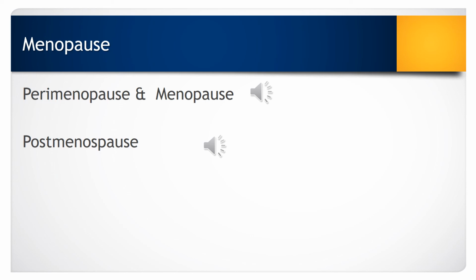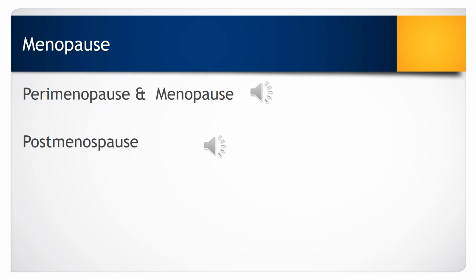So perimenopause is this process of transition from regular cycles to menopause. Perimenopause can take up to 10 years. So a woman in her mid-40s can start to have these irregularities in her cycle, and she can start to have hot flashes, and this may last for up to 10 years. Women may also talk about sleep disturbances, vaginal dryness, and changes in their libido as well.